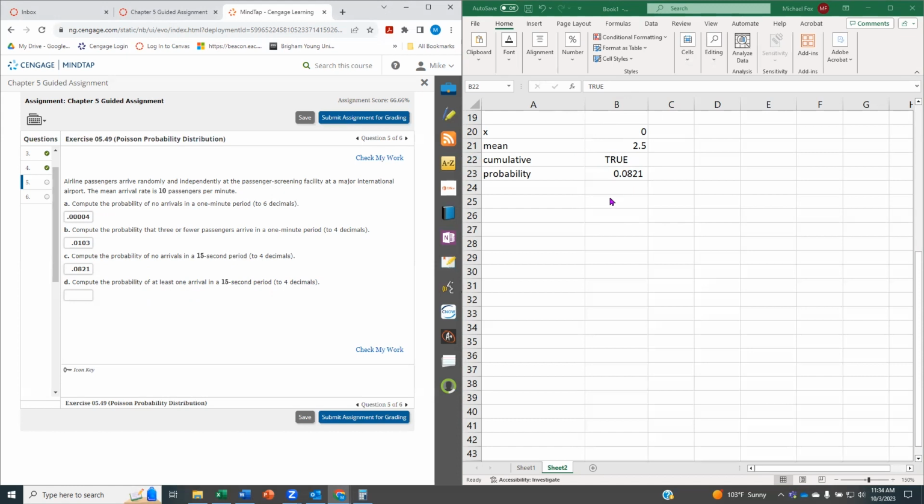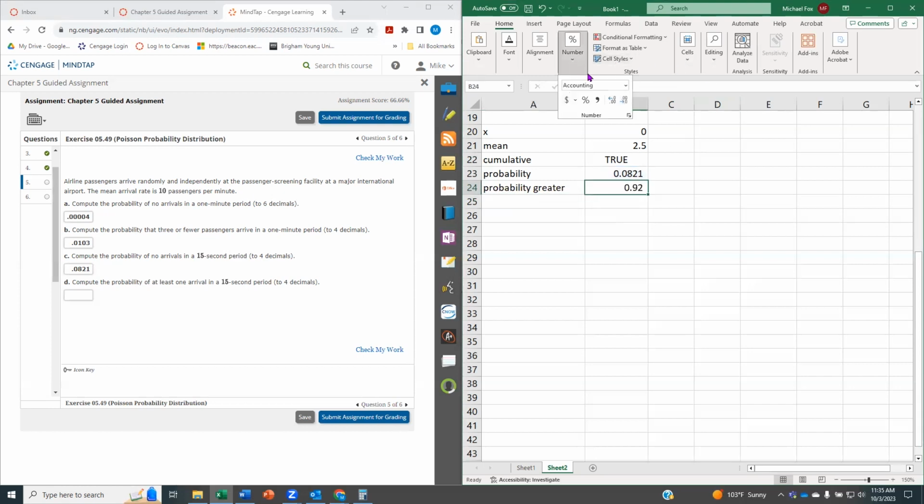So again, at least one means 1 or greater. So we're going to find the cumulative probability of less than 1, which is 0.0821, right? We would put x as 0. And then find the probability that's greater. We're just going to say 1 minus that. Because again, all of the potential things that could happen, in this case, anything greater than 0 plus the probability of 0, that always adds up to 1.